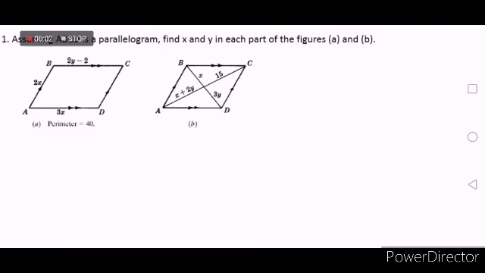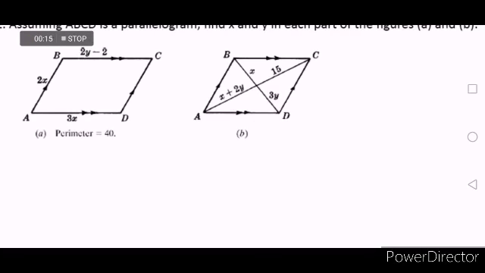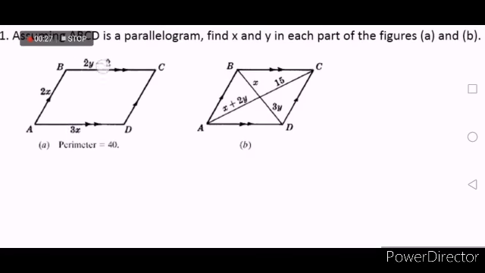In this problem, we need to assume that the two figures are parallelogram. And we need to find the values of x and y for these two figures. Okay, let's start with figure A. Okay, how do we solve for the x and y? Tignan nyo muna yung mga properties na pwede natin magamit. Okay, since this is a parallelogram, opposite sides are equal. So, we can say that 3x here is equal to 2y minus 2.